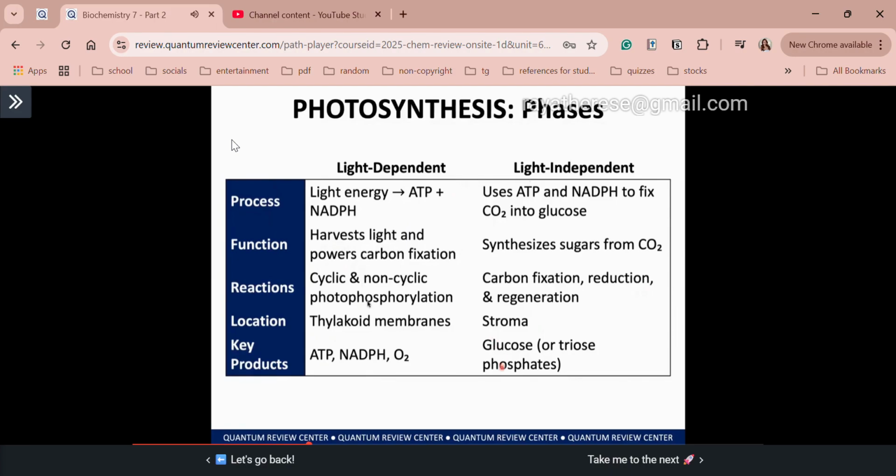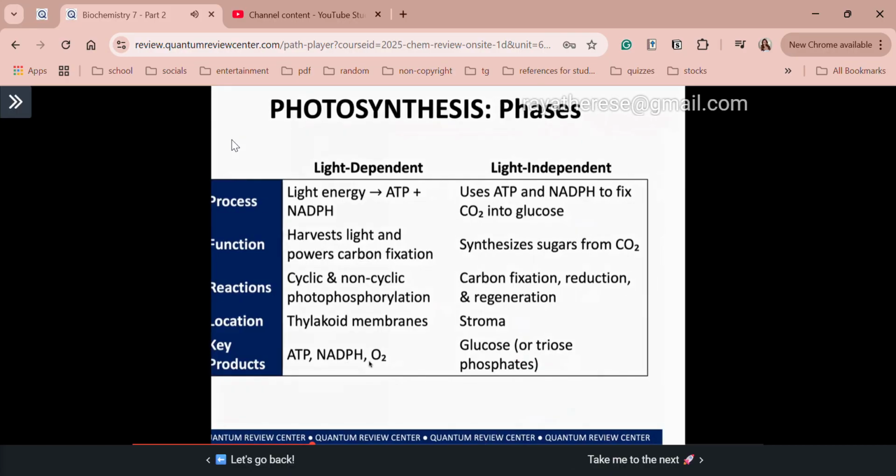Alright, moving forward again, key products: either glucose or triose phosphates. Also, ano nga po example ng triose? Class, your glyceraldehyde is our reference triose molecule, which we will see is the main product ng ating Calvin cycle. Alright, so now let's discuss the particular information of your light-dependent reaction.